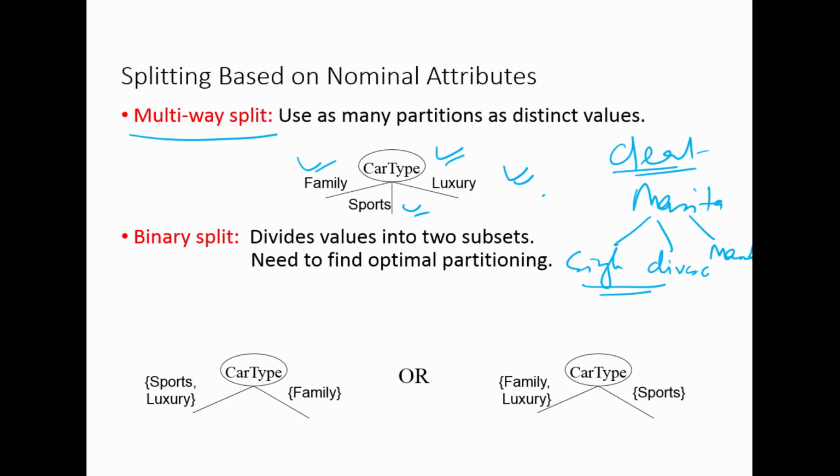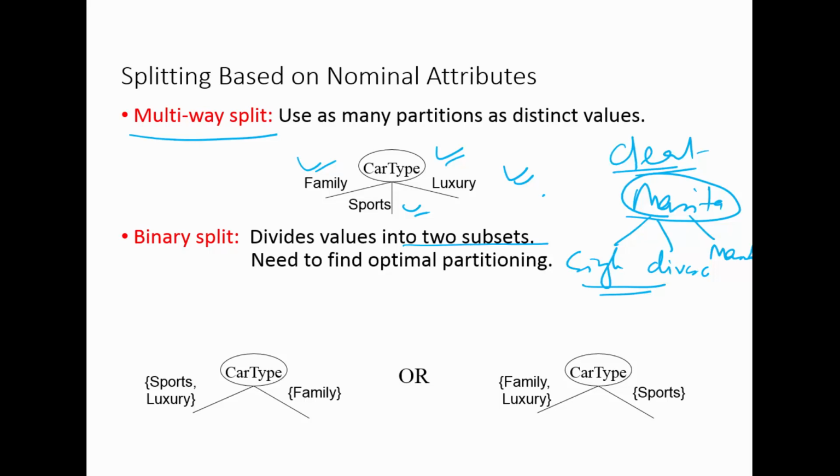Depends, you can actually have separate ones or combined together, single and divorce. So that's one way of splitting the nominal attributes. A binary split would divide values into two subsets, but we can have multiple as well. For instance, in the example that we showed a few slides prior, single and divorce were combined, and we found that that's the optimal way of splitting the data into just two types: single-divorce and married.